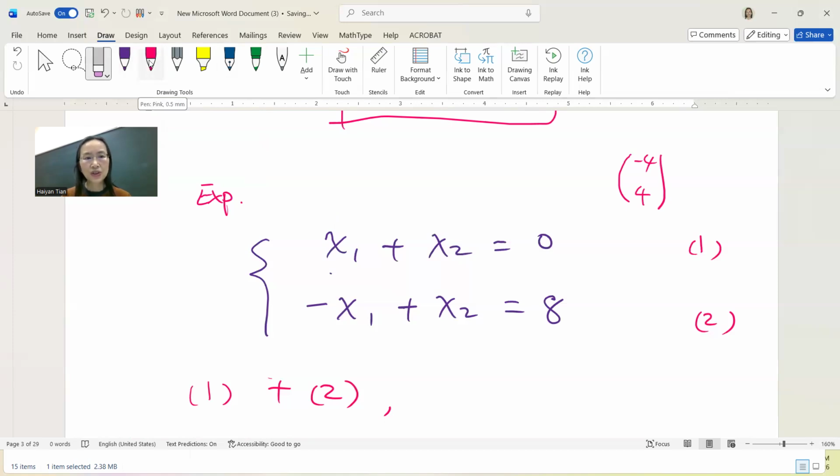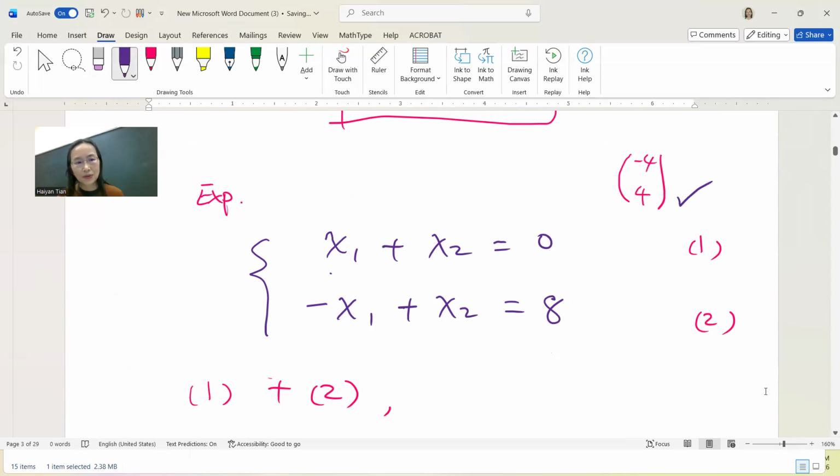And then again, I want to check whether this is a solution for the second equation. So if X1 is -4 with a negative sign in the front, it's going to be +4. And X2 is 4, right? So I'm going to check. Yeah, so +4 plus 4 is 8. That means they also satisfy the second equation. So we have found this is indeed the solution, a unique solution. Yeah, that's the only solution for the system.